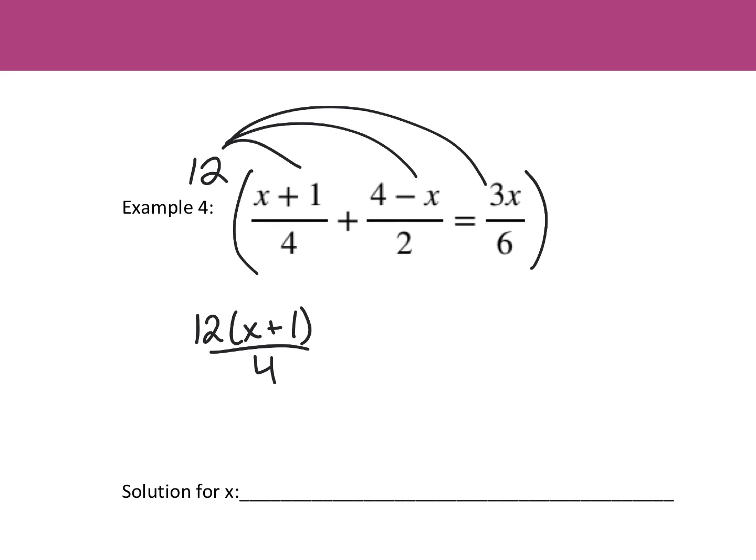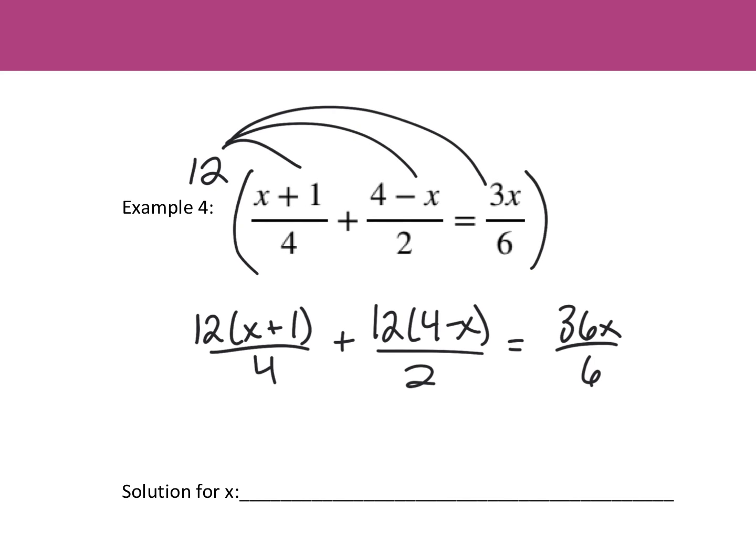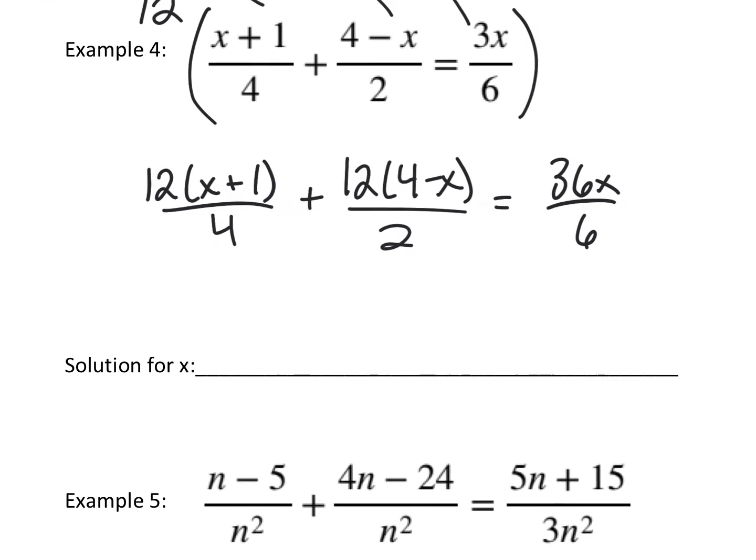Don't put 12x plus 2, because then you're just going to have to refactor it. Okay? Same thing here. 12 times 4 minus x over 2 equals, this time it's monomial, so this time I can go ahead and multiply 12 times 3x, and what would that be? 36x over 6. So now everything is fully factored.